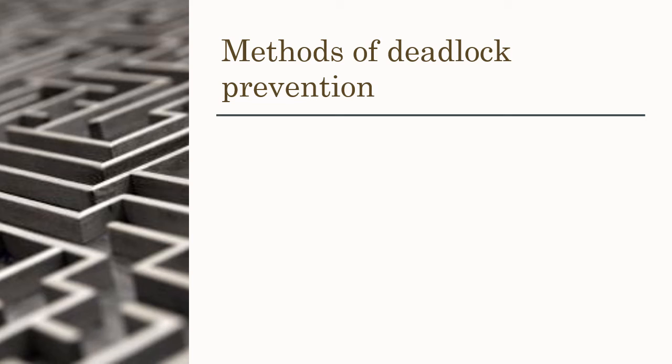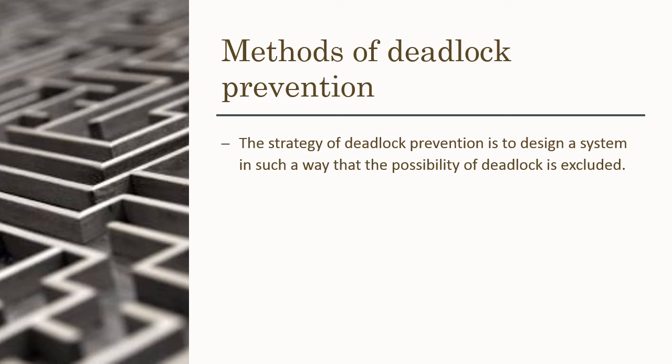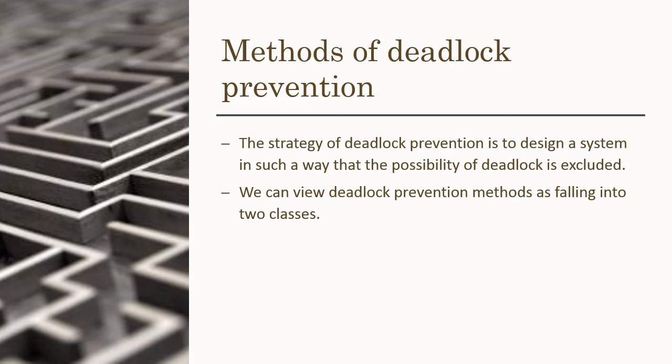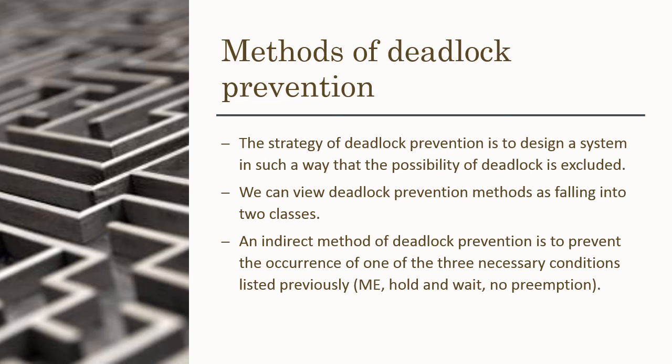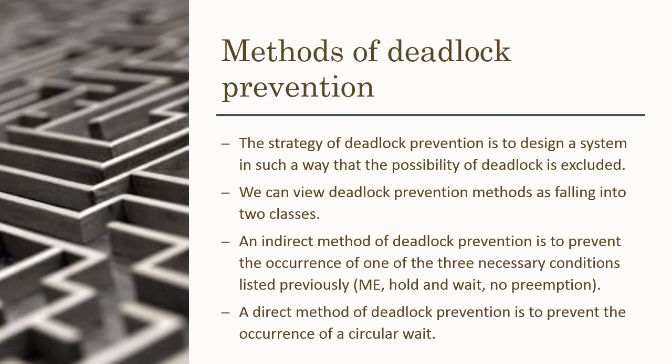Methods of deadlock prevention. The strategy of deadlock prevention is to design a system in such a way that the possibility of deadlock is excluded. We can view deadlock prevention methods as falling into two classes. An indirect method of deadlock prevention is to prevent the occurrence of one of the three necessary conditions listed previously: mutual exclusion, hold and wait, no preemption. A direct method of deadlock prevention is to prevent the occurrence of a circular wait.